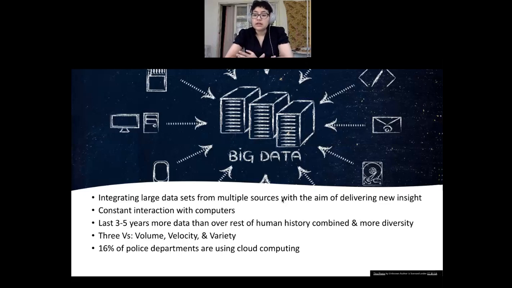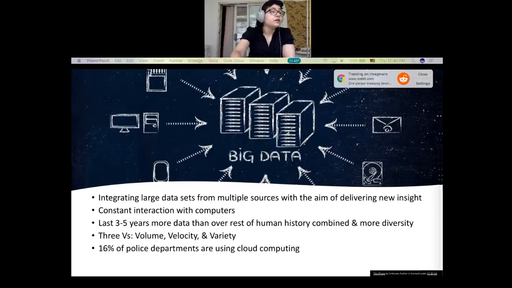And big data is often distinguished by its volume, velocity, and variety. What that means is that the volume is how much data there is, and because there is such a large amount of data, there are often issues with having to store it, so people rely on the cloud and other digital forms of storing that data.